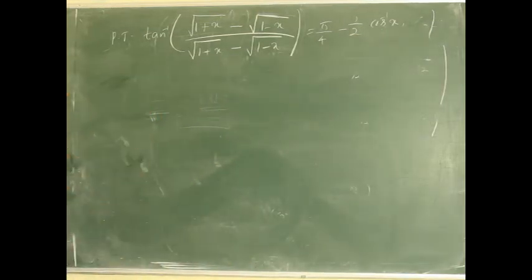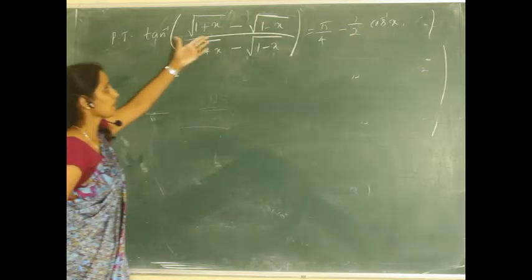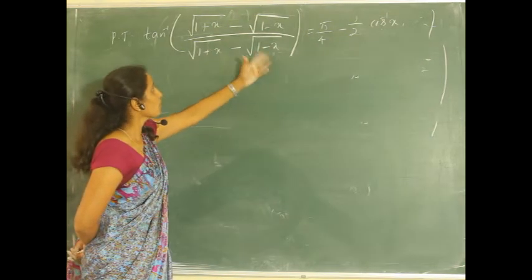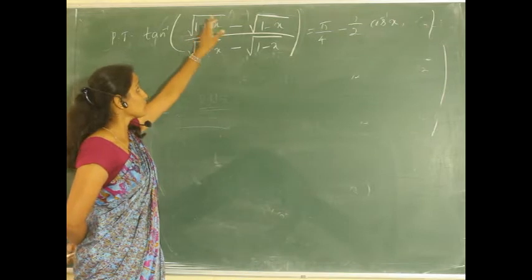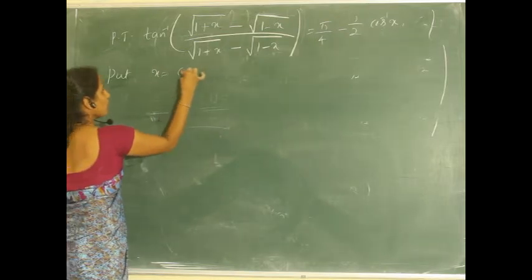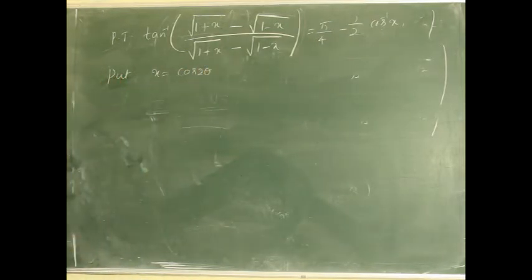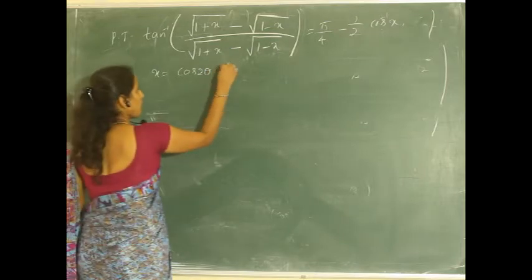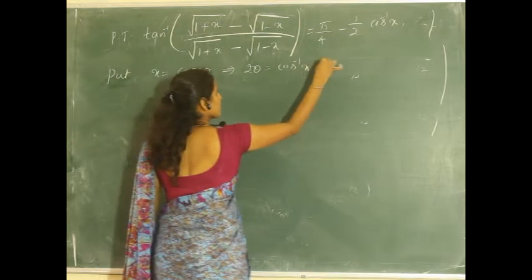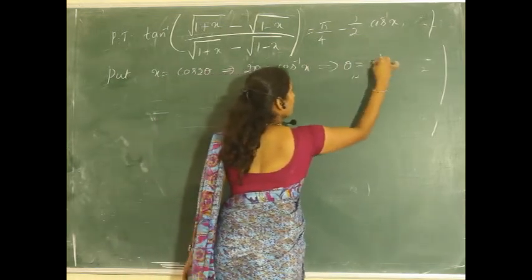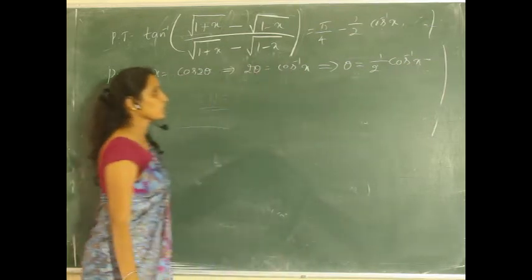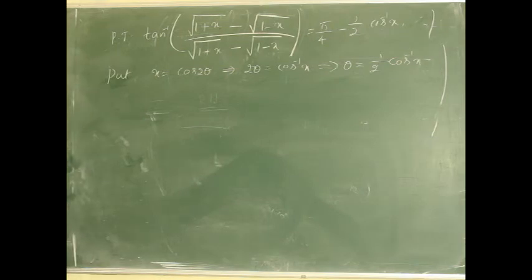So here we have to simplify tan inverse of root 1 plus x minus root 1 minus x divided by root of 1 plus x plus root of 1 minus x. Here the terms are given in terms of x, so we have to make a substitution. Put x is equal to cos 2 theta. This implies 2 theta is equal to cos inverse of x, so theta is equal to 1 by 2 into cos inverse of x.